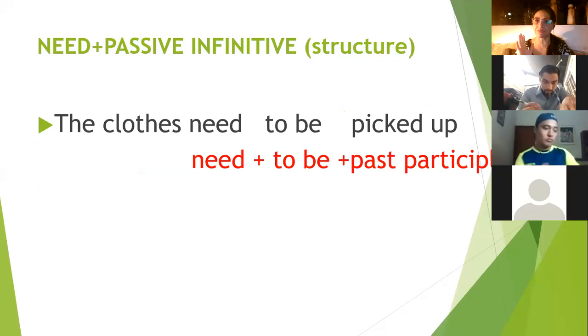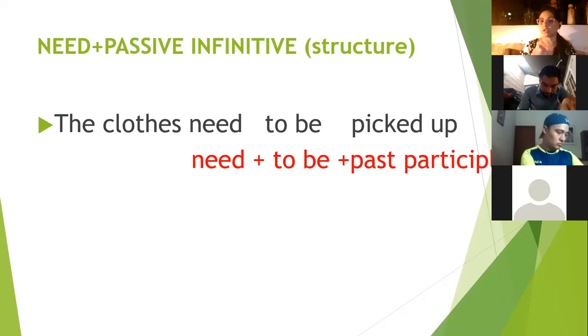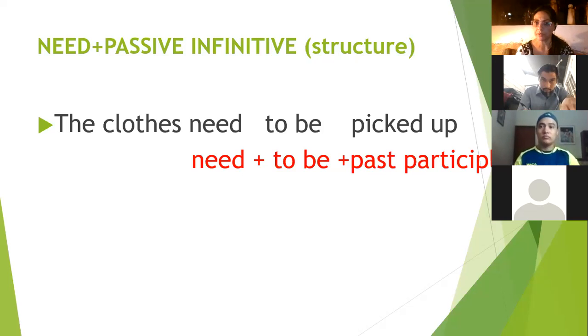Now, the structure is the following. We're using need, so need is going to be there, plus to be. That's why it's called passive infinitive. It's called infinitive because you have to use to, and it's passive because it derives from passive voice. We're not going to get into passive voice right now, but that is how passive voice is structured with the verb be. Because it's infinitive, we need to add to before the verb be, and then we need the past participle of the verb. So here we say, the clothes need to be picked up.